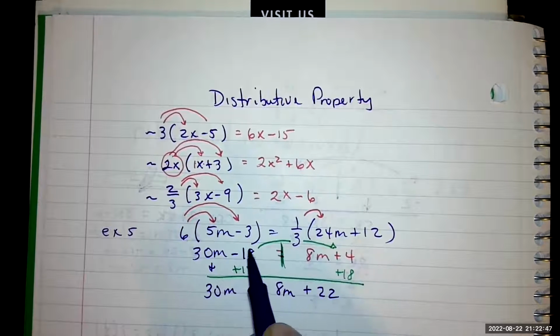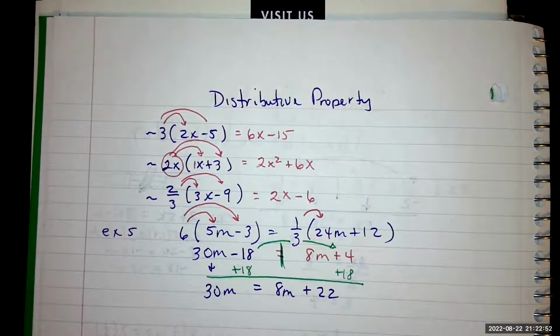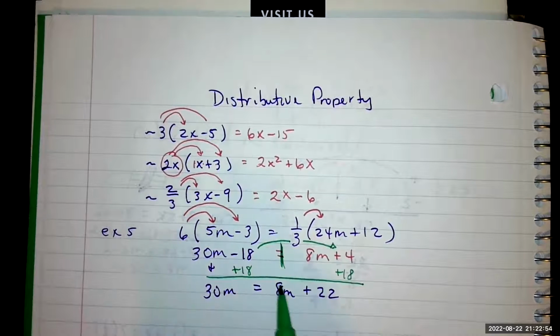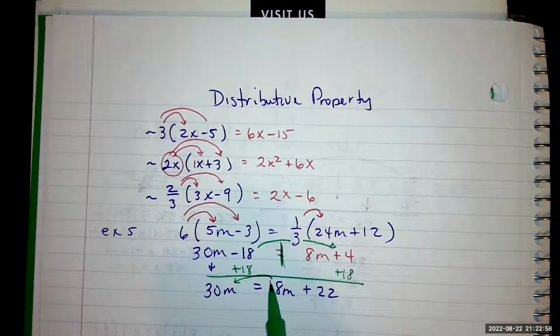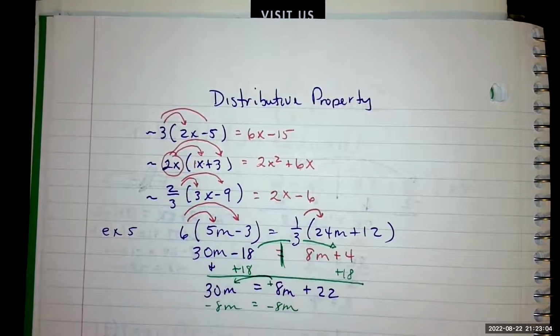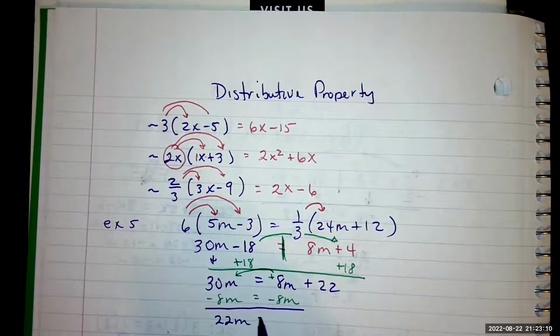All right, now that we hit the plain number over, now it's time to hit the letter to the other side. So now we're going to take this 8m and we're going to hit it this way. So the opposite of plus 8m is minus 8m. And we're going to do that on both sides of the equal sign. So here we go. 22m equals 0 pair plus 22.